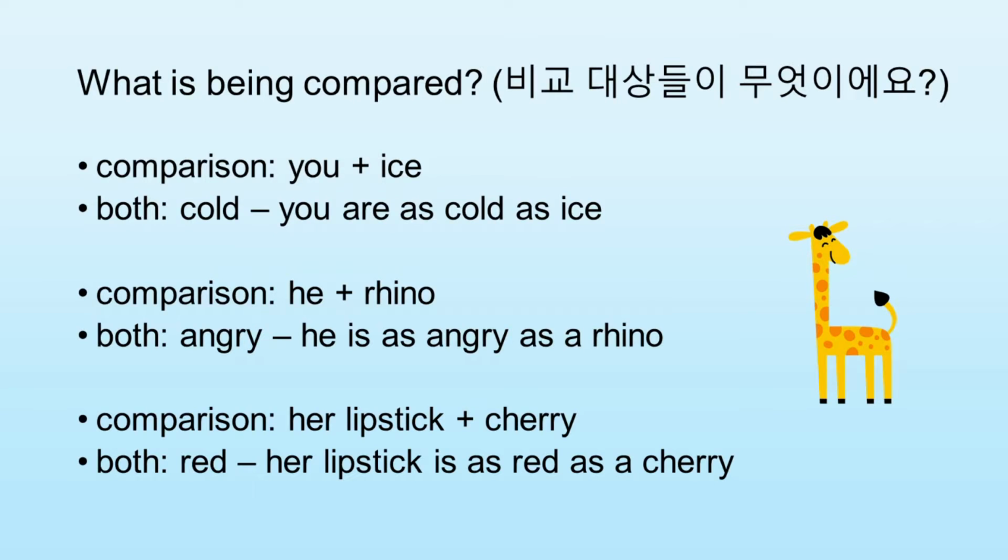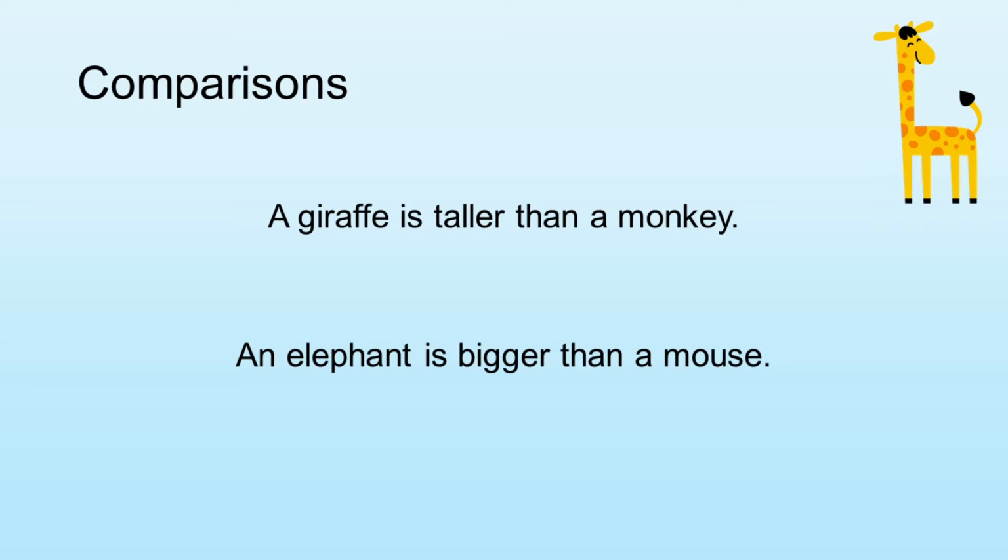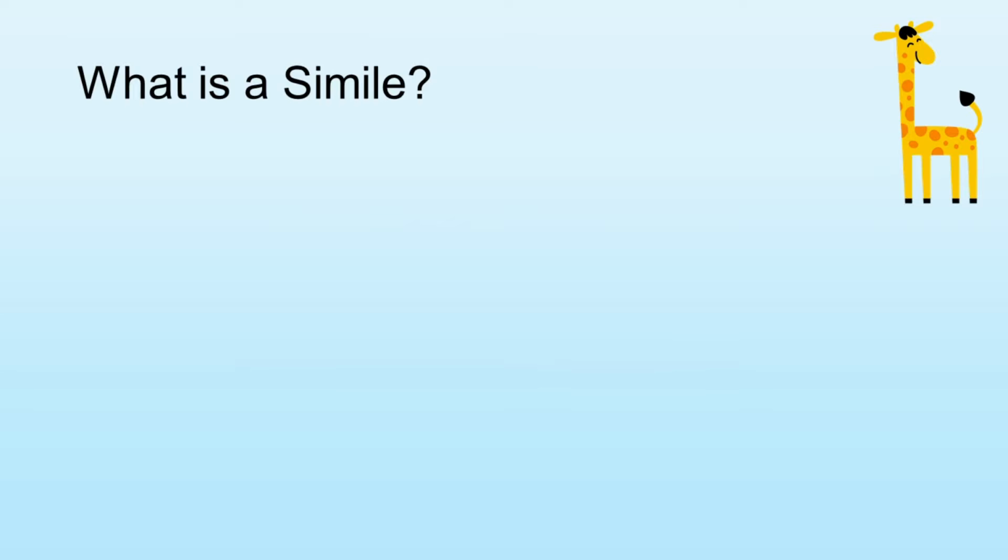Let's take a look at a few more. A giraffe is taller than a monkey. An elephant is bigger than a mouse. This is a different type of comparison, where one thing is better than another. The giraffe is taller than a monkey. An elephant is bigger than a mouse. How can we use this in a simile?